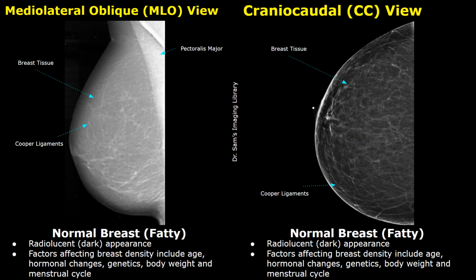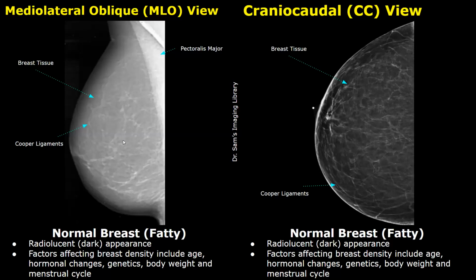Mammography is a specialized imaging modality used for breast imaging using X-rays. Mainly two types of views are taken, the mediolateral oblique view and the craniocaudal view. Both these images are of a normal breast.